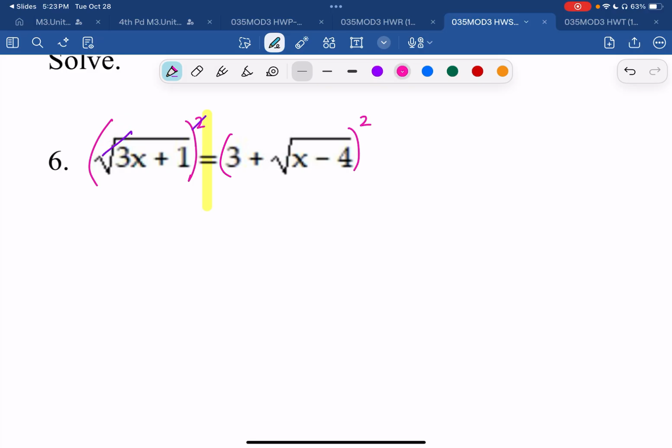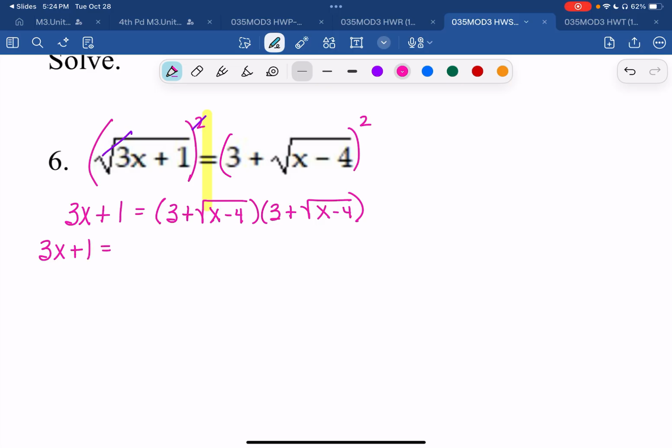And so I'm left with 3x plus 1 equals, now here, if I square this side, what that means is I have to multiply it by itself. I can't square the pieces individually. I have to say that this is 3 plus the square root of x minus 4 times 3 plus the square root of x minus 4. That's where the work's going to come in. So we've got to make sure that we do this carefully. So I'm going to bring down the 3x plus 1 on the left. Now we're going to put in the work.